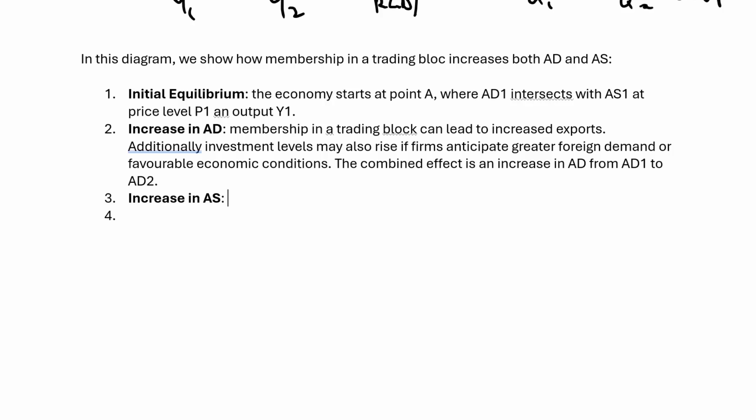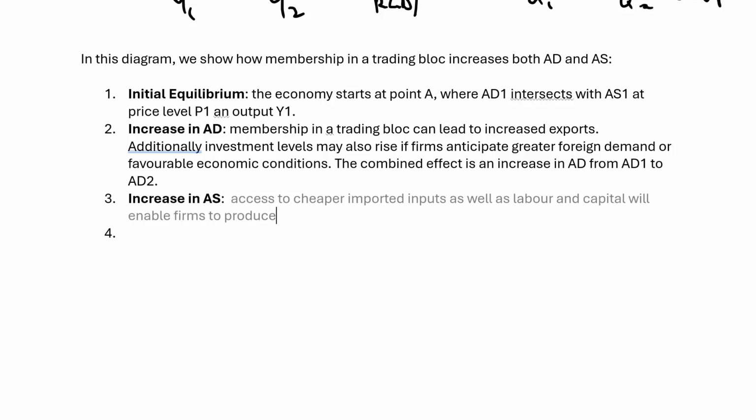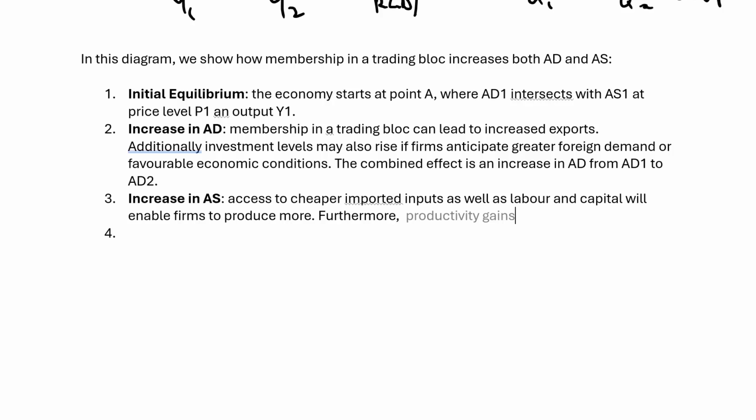Okay, and so that's how being part of this trading bloc can improve demand conditions. Next, we're going to discuss how being part of this trading bloc might improve the supply side. Access to cheaper imported inputs, as well as labor and capital, will enable firms to produce more. Furthermore, productivity gains from economies of scale will lead to cheaper production costs.